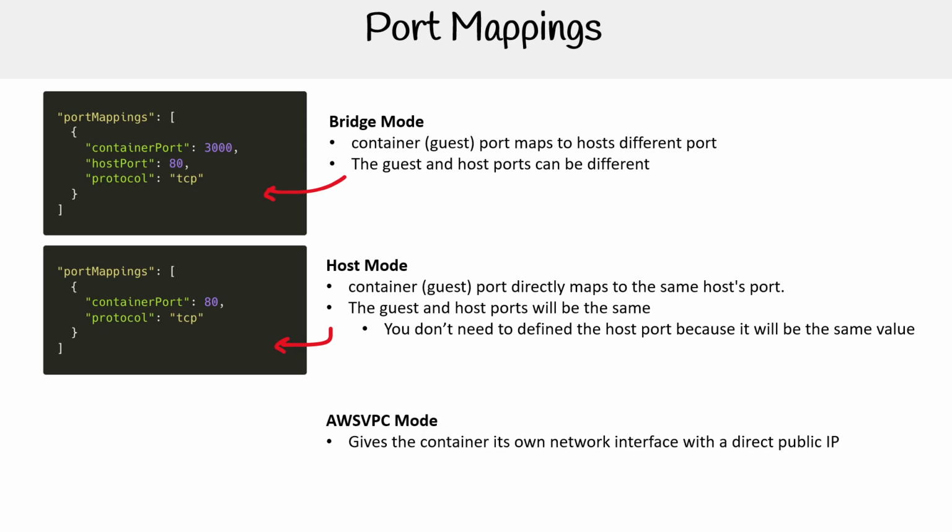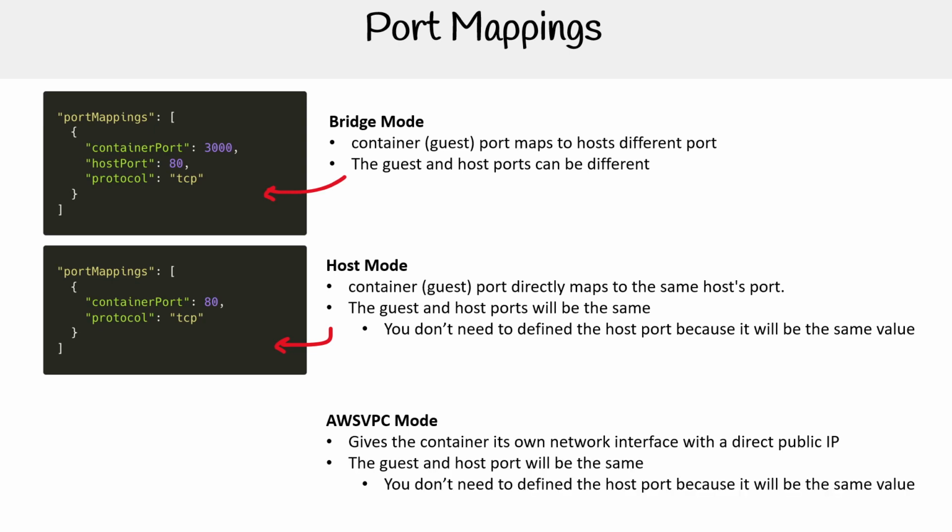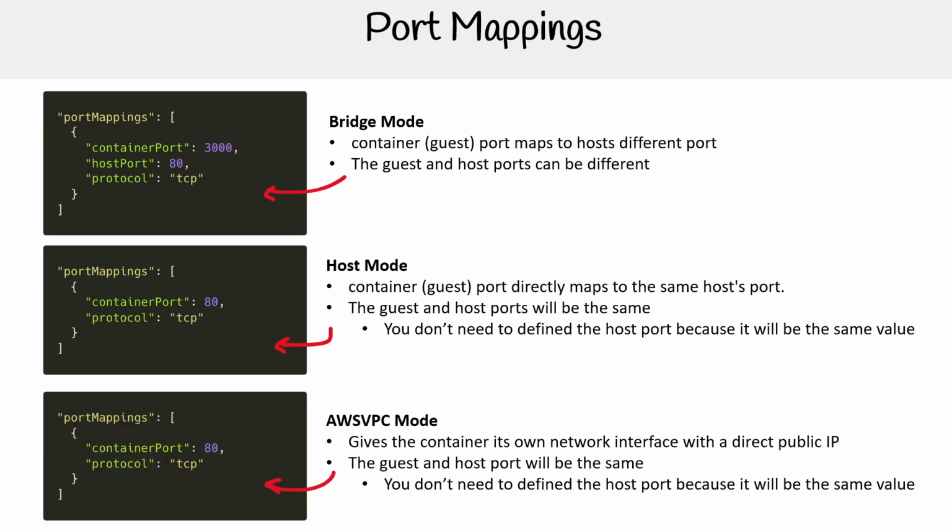For AWS VPC mode, this will give your container its own network interface with a direct public IP address. So basically it's deploying this ENI into your VPC. And so the idea is that when you interact with your container, you're going to hit that public IP address. And just like host mode, you do not specify a host port because it's going to be the same as the container port. And so that's how you're going to access your application.